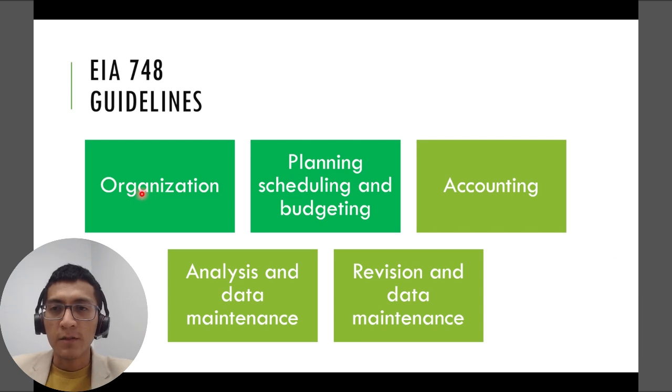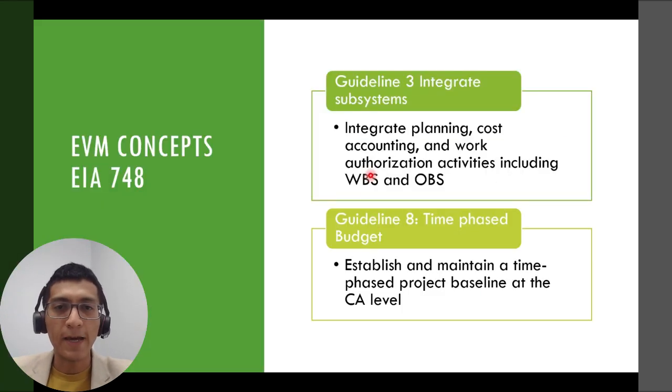The principles we're going to talk about are two of them. These guidelines are structured in five major concepts: organization, planning, scheduling and budgeting, accounting, analysis and data maintenance, and revision and data maintenance. So the automation we're going to review in this tutorial is focused on two areas, specifically guideline number three and guideline number eight.